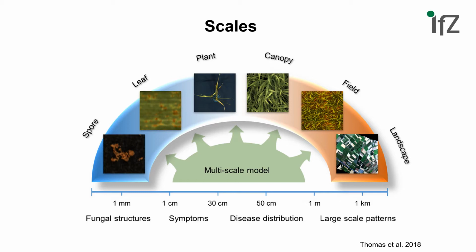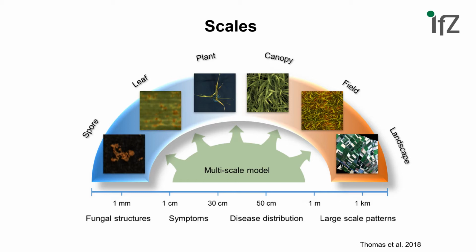However, if we aim to identify plant diseases of fungal structures by sensors, we also have to consider the scale. If you have a very close look to the structure, you will be able to identify single spores by, for example, hyperspectral microscopy. If you are on the leaf level, you will be able to identify characteristic symptoms. This is also possible on the plant level. On the canopy level, you have a higher distance to your object, and here it will be much more difficult due to the spatial resolution of the sensors to identify subtle symptoms which are in the size of millimeters.